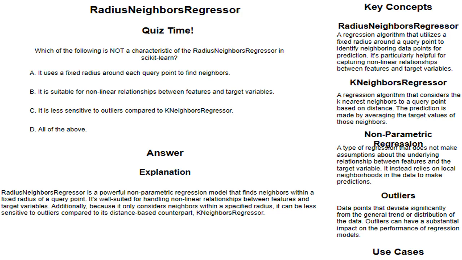Use cases. Radius neighbors regressor can be applied to various real-world scenarios involving nonlinear relationships and the need to mitigate the influence of outliers. Predicting house prices based on location and other features. Forecasting product sales based on seasonality and other factors. Estimating customer churn based on usage patterns and demographics. Predicting the price of a stock based on historical data.